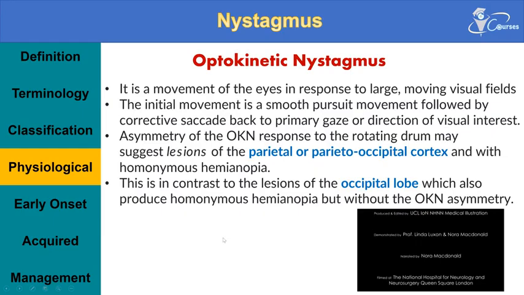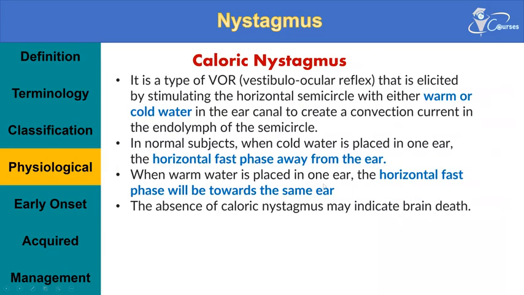What will be the third physiological type? Very important and very commonly asked in the exams, which is the caloric nystagmus. A caloric nystagmus is a subtype of a vestibulo-ocular reflex, but it is caused by a specific stimulus called caloric stimulus. We are stimulating the horizontal semicircular canal in the inner ear with warm or cold water. We are pouring just warm or cold water in the ear canal to create a convection current in the endolymph of the semicircular canal. So what will be the response?